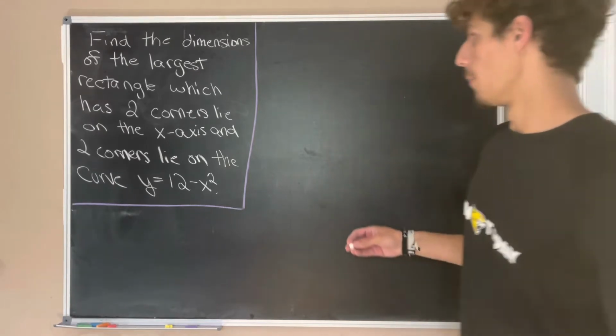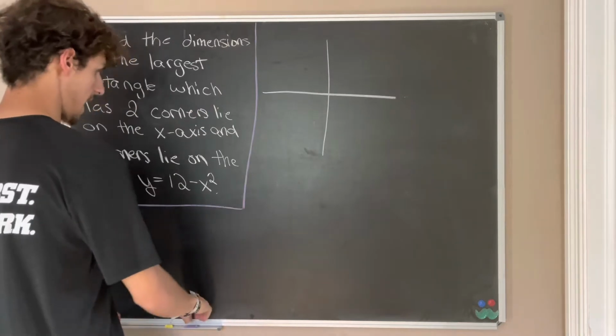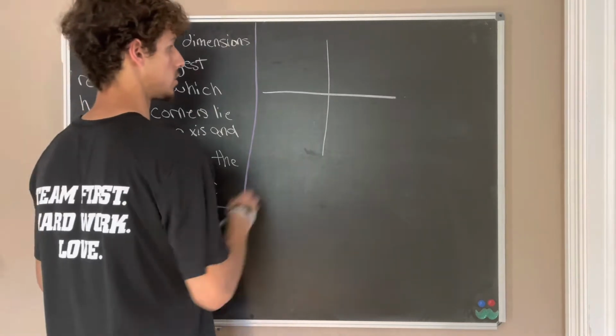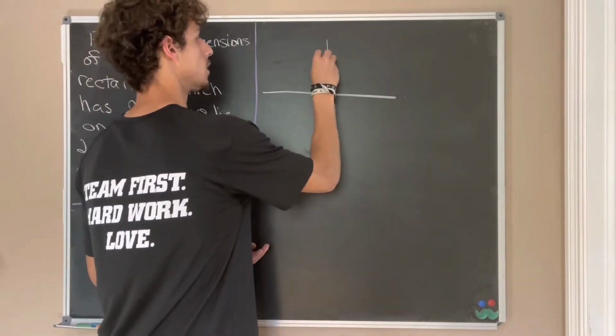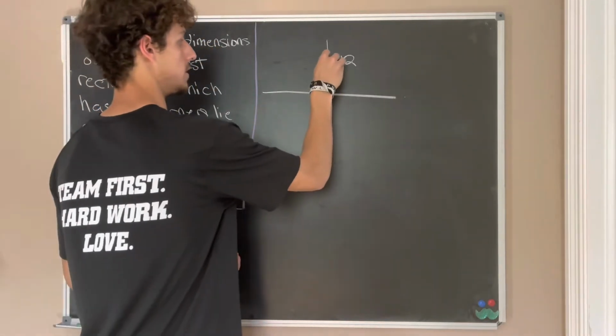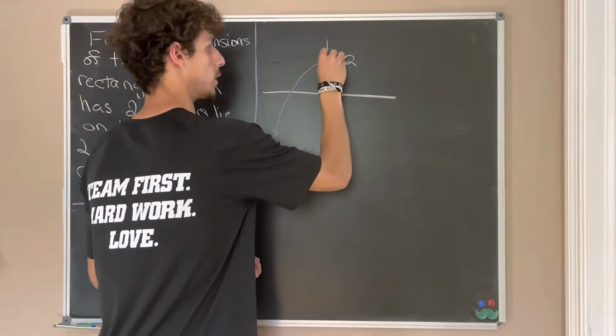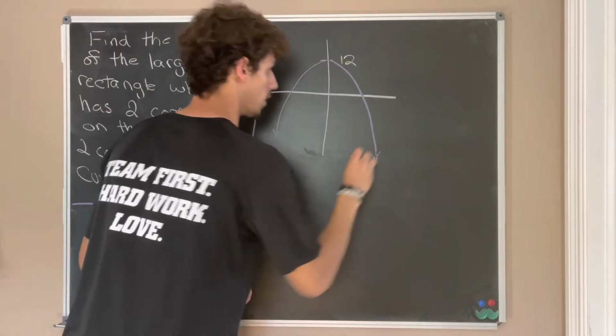Okay, so let's jump into the problem. First, I want to draw out our coordinate axis, and I also want to add in the curve 12 minus x squared. So we'll say this point right here is 12 on the y-axis, and from there we'll have our downward sloping 12 minus x squared, like so.